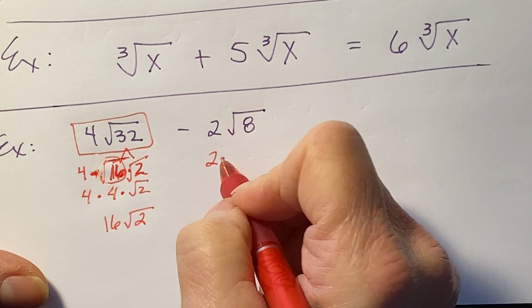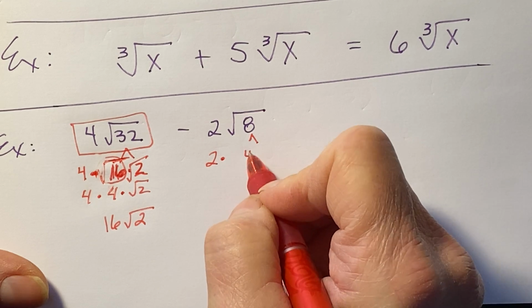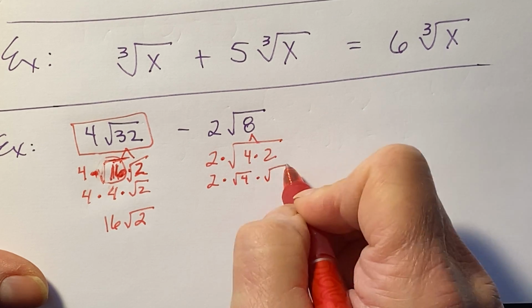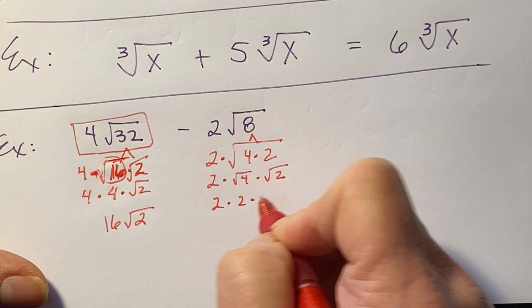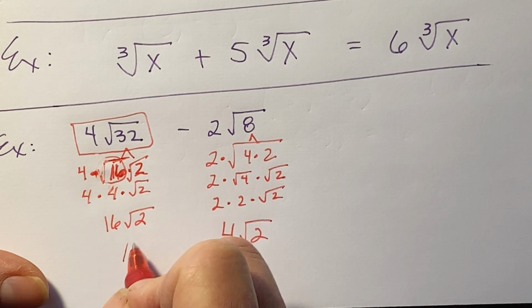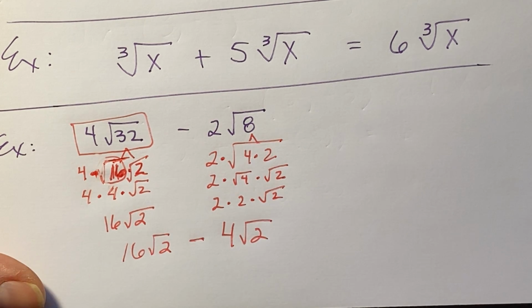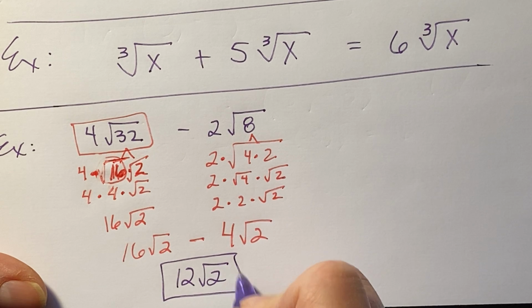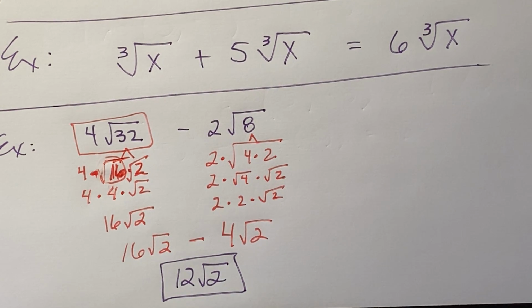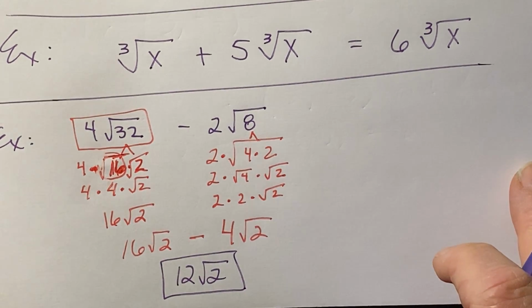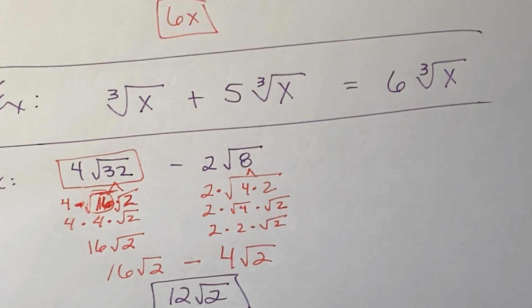So this 2 times, and the 8, we'll split that up into 4 times 2. 2 times the square root of 4 times the square root of 2. So that's 2 times 2 square roots of 2, or 4 square roots of 2. So this problem is 16 square roots of 2 minus 4 square roots of 2, which is 12 square roots of 2. So if they're not the same radical, you ask, can they be simplified? And then what do we get once we simplify them?